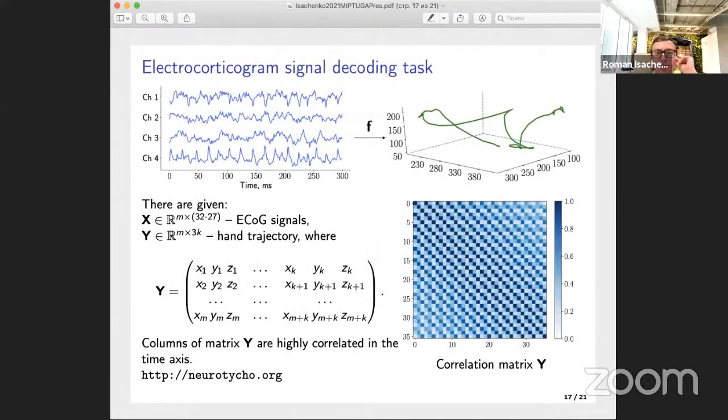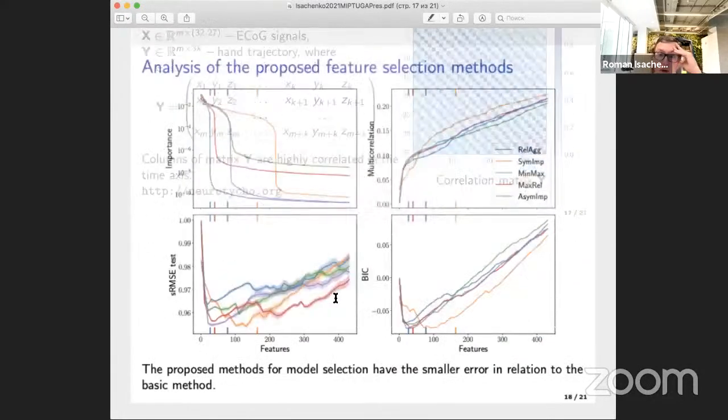We consider the problem of building a brain-computer interface as an applied problem. The goal is to build a forecasting decoding model that restores the hand trajectory from the signals of the electrocorticogram. Both the space of the input signals and the space of the target signals have an excessive dimensionality, which is redundant. The initial signals of the electrocorticogram form the matrix X. The target signals of the hand trajectory form an autoregressive matrix Y. The components of the target variable are strongly correlated along the time axis.